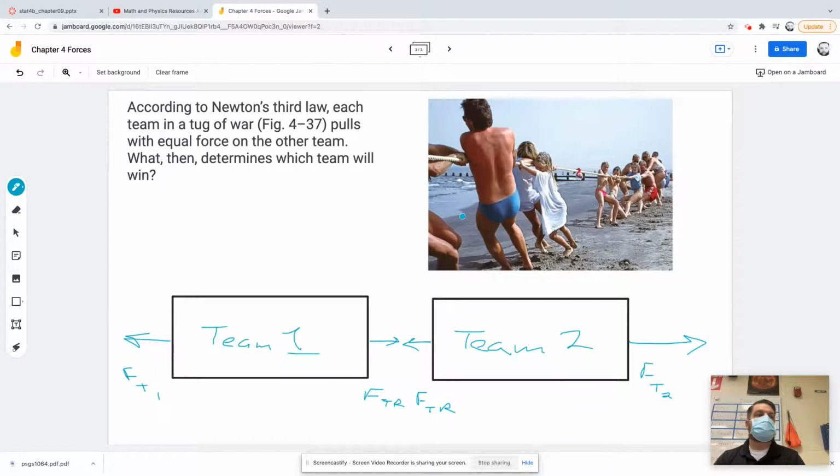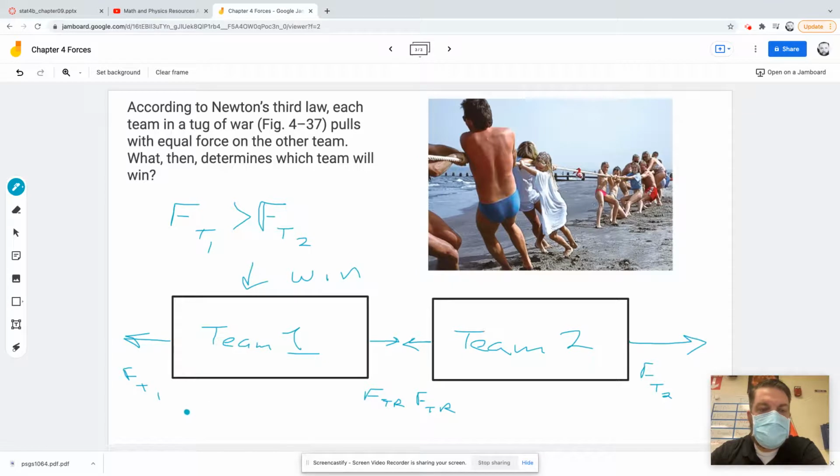So the net force, here's the thing. If Ft1 is greater than Ft2, then these guys win. And it's just that simple.